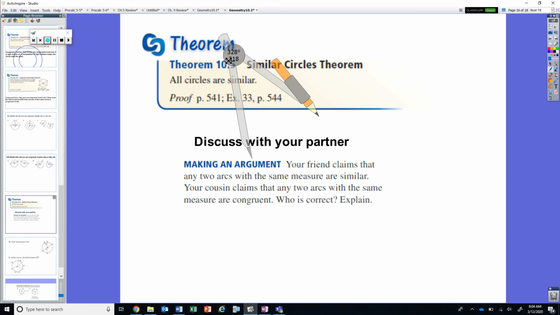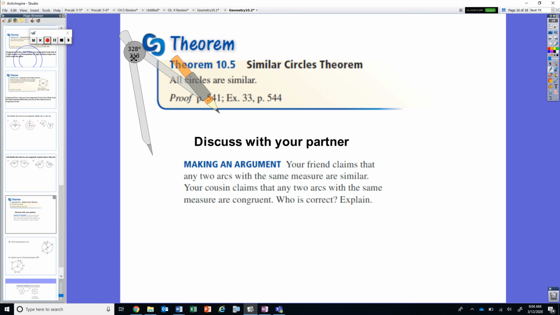So I have a question up here that I want you guys to think about. If you're with someone, maybe you can have a quick conversation as well. It says your friend claims that any two arcs with the same measure are similar. Your cousin claims that any two arcs with the same measure are congruent. Who is correct? So I challenge you, pause the video, think about it for a sec, and see what you come up with.